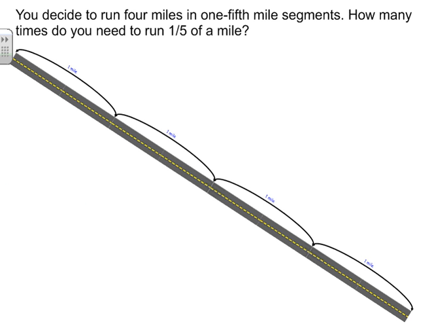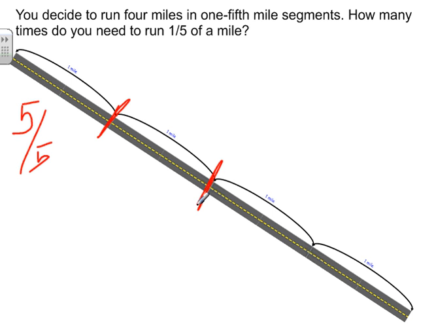Now, what if we upped our example to representing 4 miles? You've decided to run 4 miles now in 1/5 mile segments. How many times do you need to run a fifth of a mile? Well, the first question that we need to think of goes back to what we said before. In 1 mile, how many fifths are there? Well, 1 mile represents 5/5.